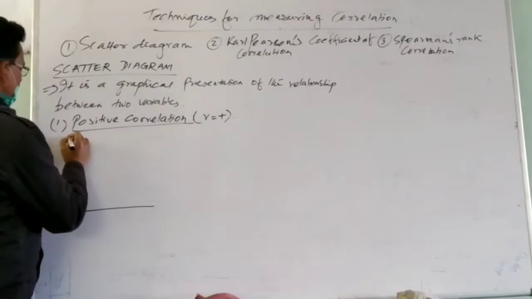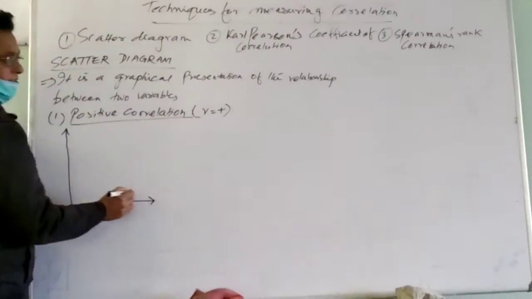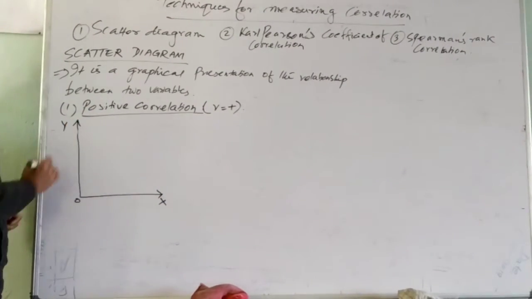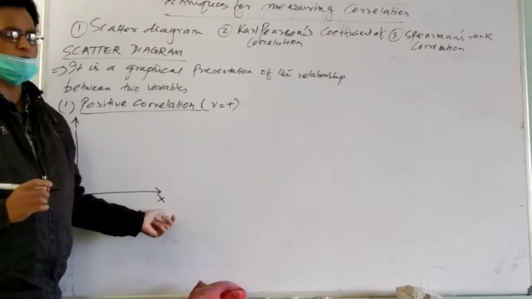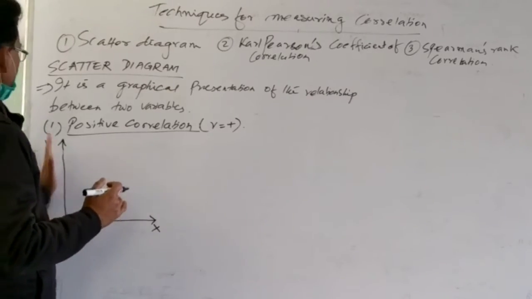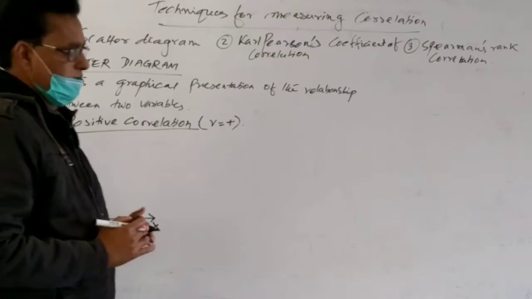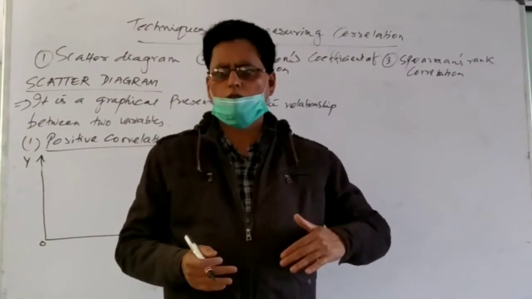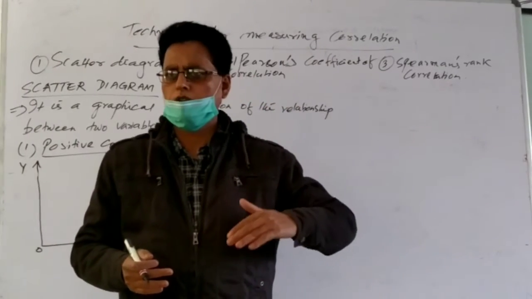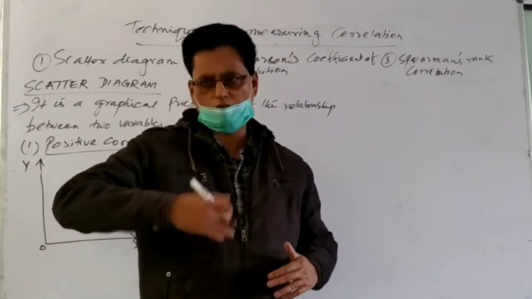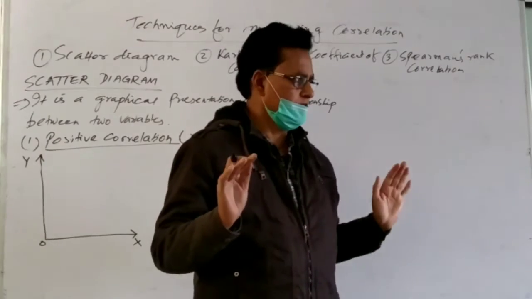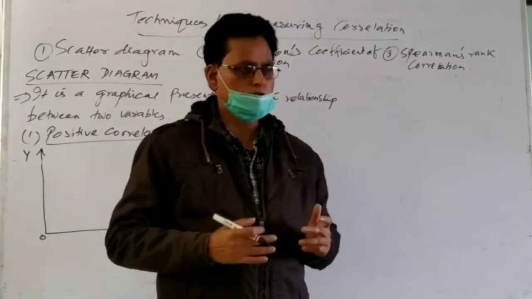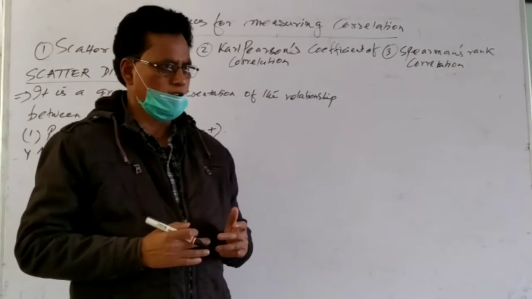Suppose this is the x-axis and another one is the y-axis. On the x-axis, suppose this is weight, and this is height. Height will increase, weight will also increase. You might have seen it generally: when our height increases, our weight also increases, up to a certain age only. We cannot say that the weight will always increase when the height increases.